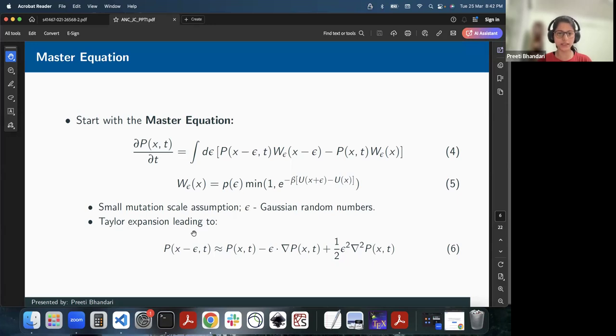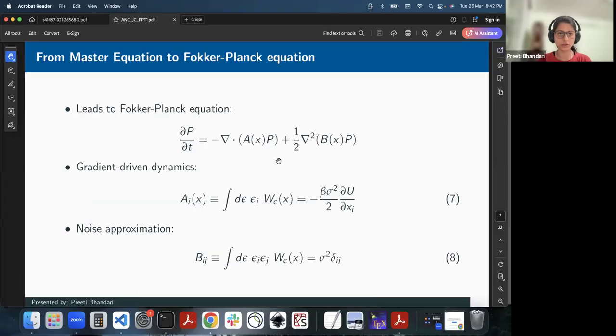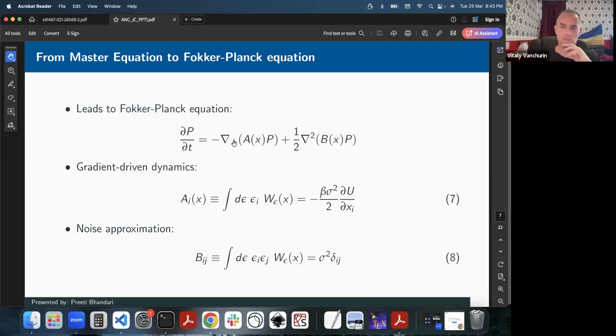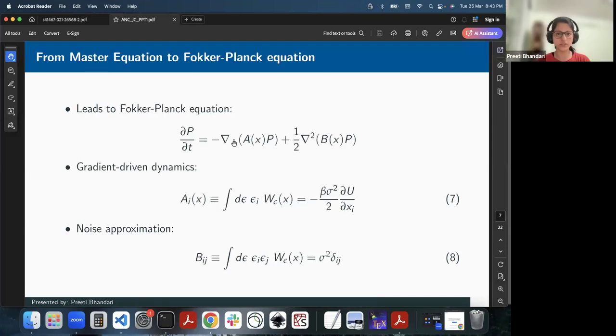And then if I do the Taylor expansion of p of x minus epsilon comma t, it is something like this. I'm ignoring the higher order terms. A similar equation will come for W as well. Then you substitute these equations in your equation 4 and you get something like this. This is similar to your Fokker-Planck equation, which we use in physics, where you have some drift term and some diffusion term. Now your A of x is nothing but your gradient, how your gradient descent is evolving, and B of x is just the noise term.